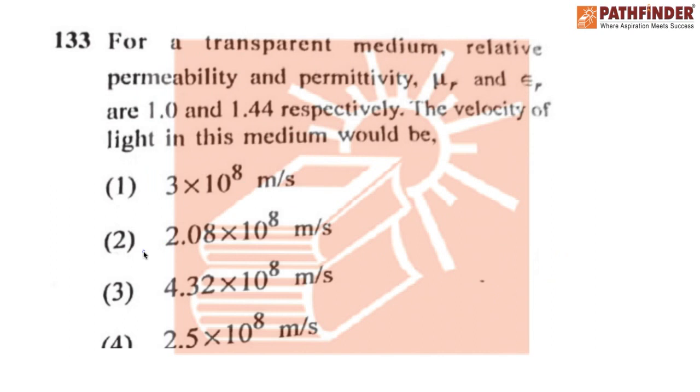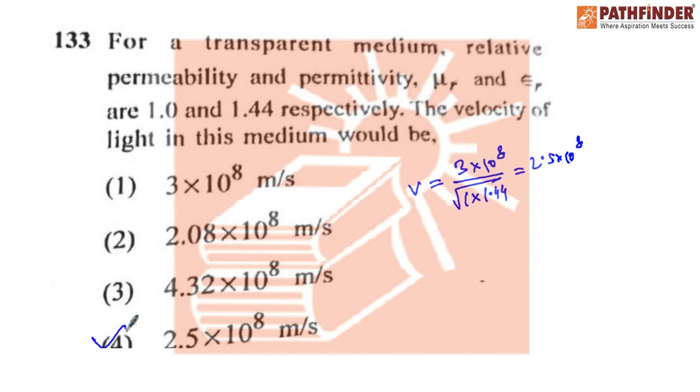For a transparent medium, relative permeability and permittivity are given. The velocity of light in that medium will be. Okay, so V is equal to 3 into 10 to the power 8 times the refractive index, which is equal to root under mu r times epsilon r. That means root under 1 times 1.44. So 1.44 means it will be 1.2. So it is 2.5 times 10 to the power 8 meter per second. So correct option is option number 4.